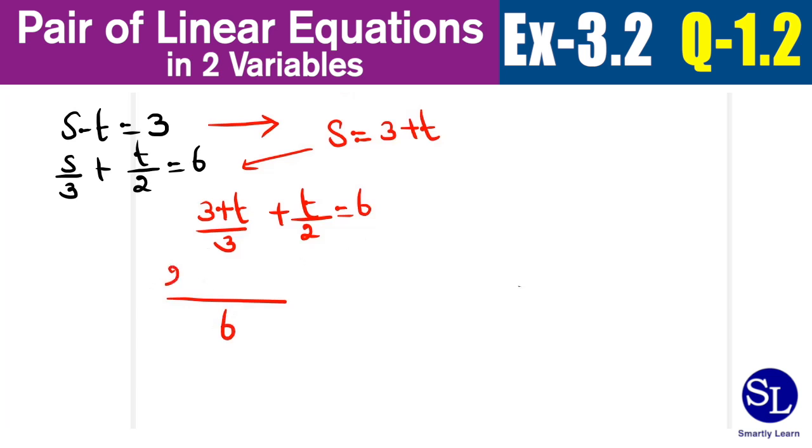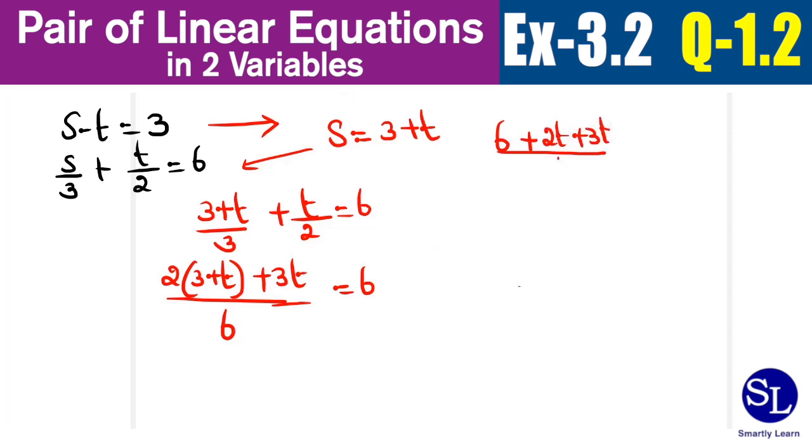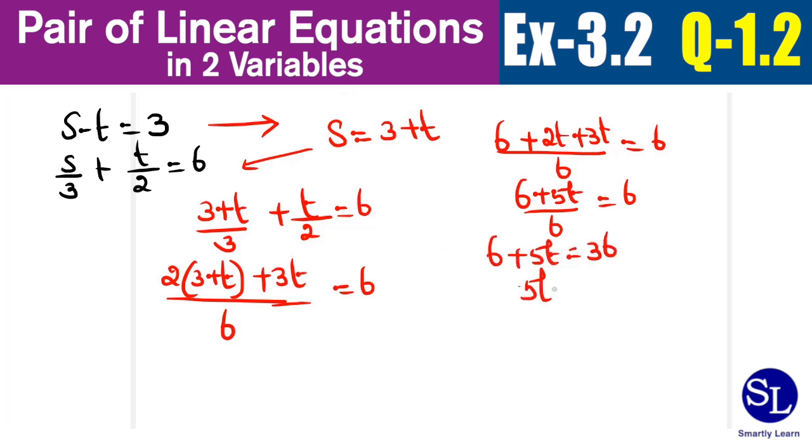So do a cross multiplication. 2 into (3 plus t) plus 3t is equal to 6. I have placed the denominator already. Simplify the numerator. So 2 into 3 is 6. 6 plus 2t plus 3t divided by 6 is equal to 6. So 6 plus 5t by 6 is equal to 6. If I take the 6 there, 6 plus 5t is equal to 36, or 5t is equal to this 36 minus 6, which is 30. So t is equal to 6.